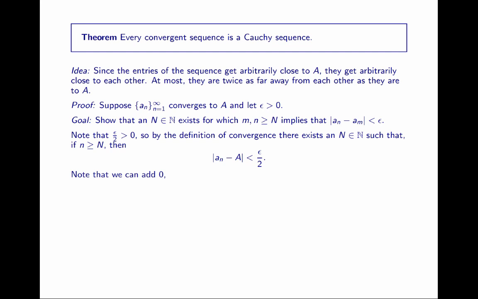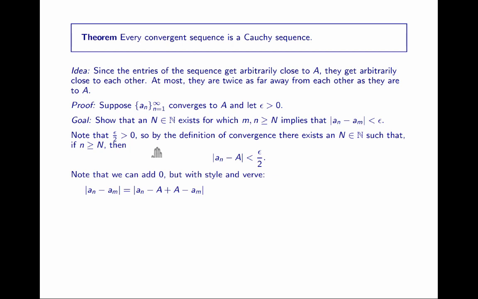Now, this is what we know. This is our goal. Our goal is here. We're here. We've got to go from here to here. So let's start with this expression, an minus am, and again, we want to build eventually to get this to be less than epsilon using what we know here.